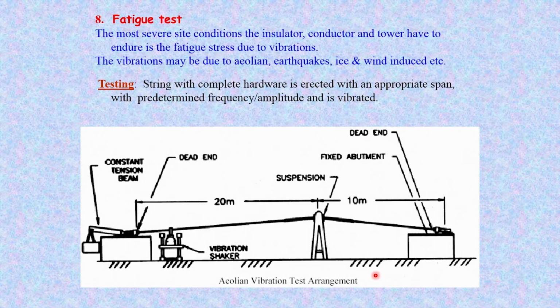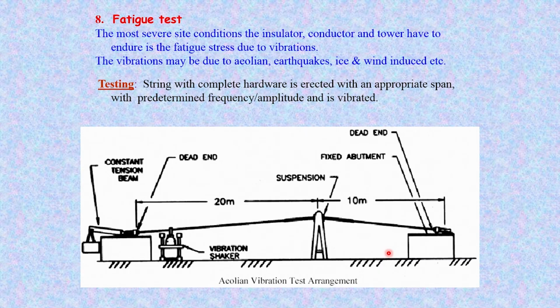So, this is a very important test which simulates these conditions. Here the entire hardware with the complete string is erected with an appropriate span, as shown in the figure, and is vibrated with a predetermined frequency and amplitude. This is set to a required frequency level similar to the frequency of vibrations generated in the field. Such similar frequencies are set in the laboratory for a period of time, and the string with the entire accessories, along with the actual conditions in the field, is made to vibrate for the required period of time.